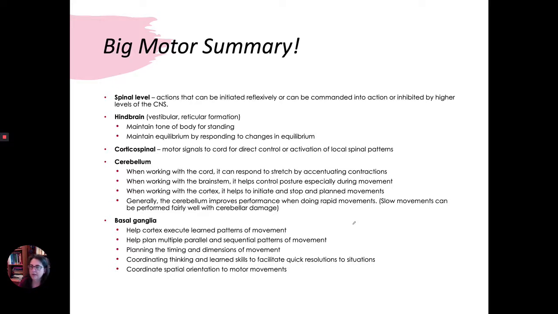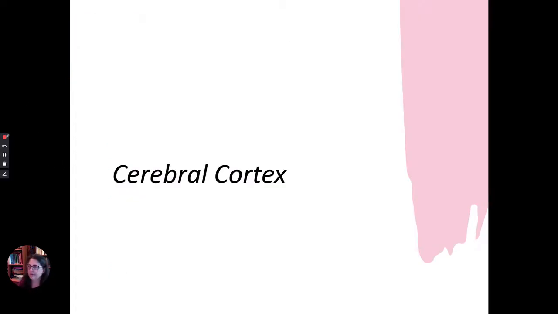Cerebellum and basal ganglia we just covered, so again, this is just a quick little summary. If you'd like to look through that yourself, that's fine. But that's our motor section. So I think that's the last one. It is. We will look at the cerebral cortex and some other things with that next time.